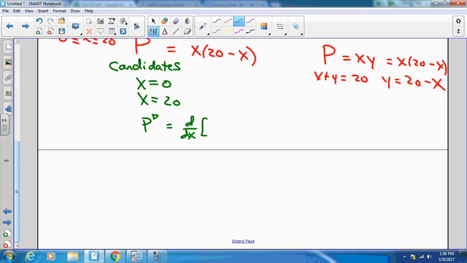To get other candidates, I need the derivative. So p prime is going to be the derivative of, and it makes sense here to do a little bit of algebra, and to write p as 20x minus x squared. And set that derivative equal to 0, so that I get a single critical point, which is x equals 10. That is my third candidate right here.